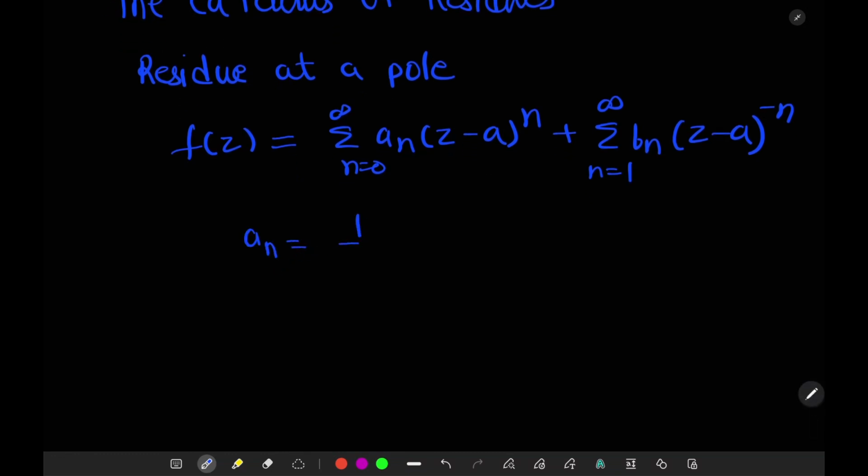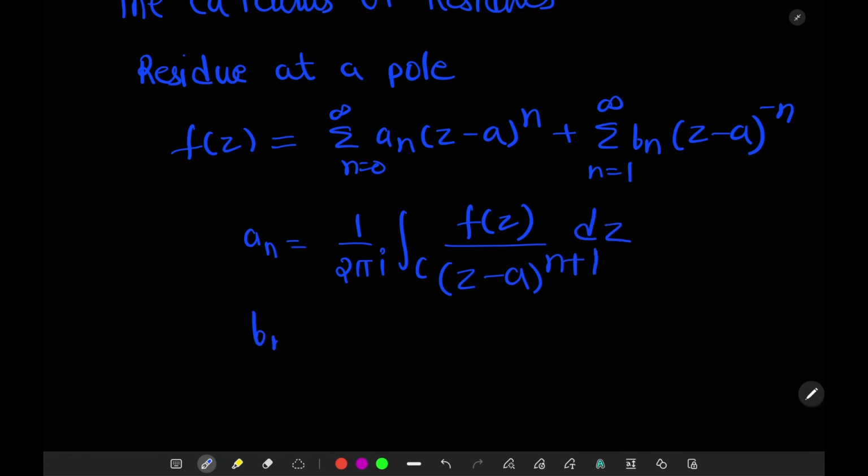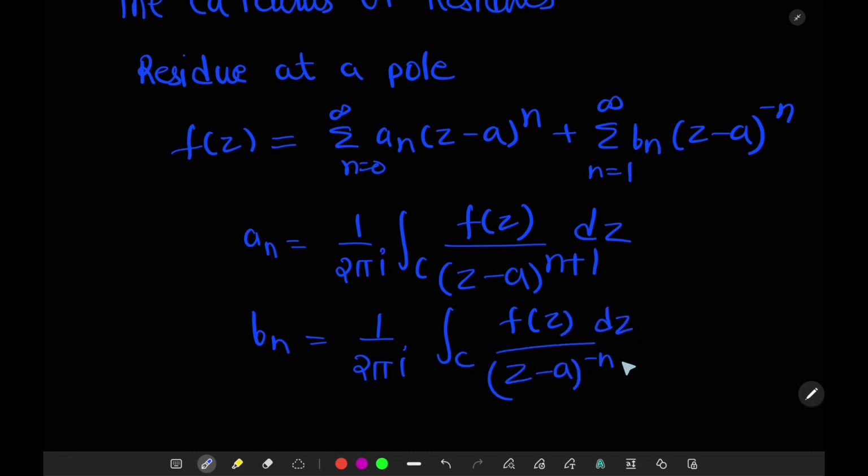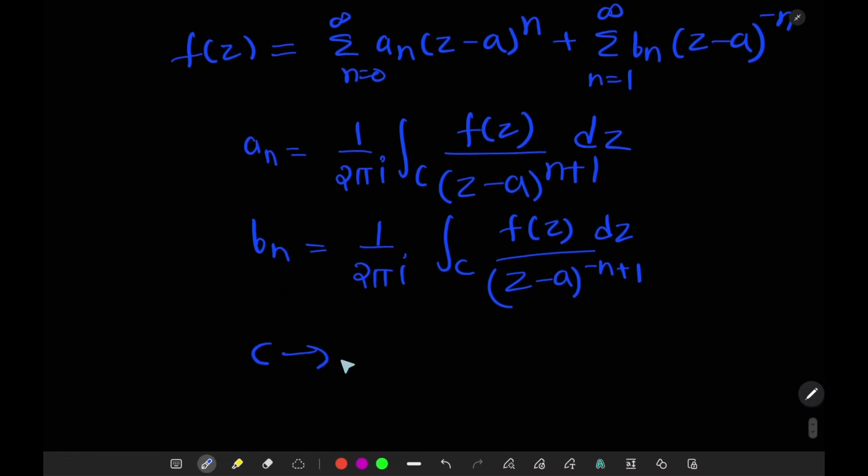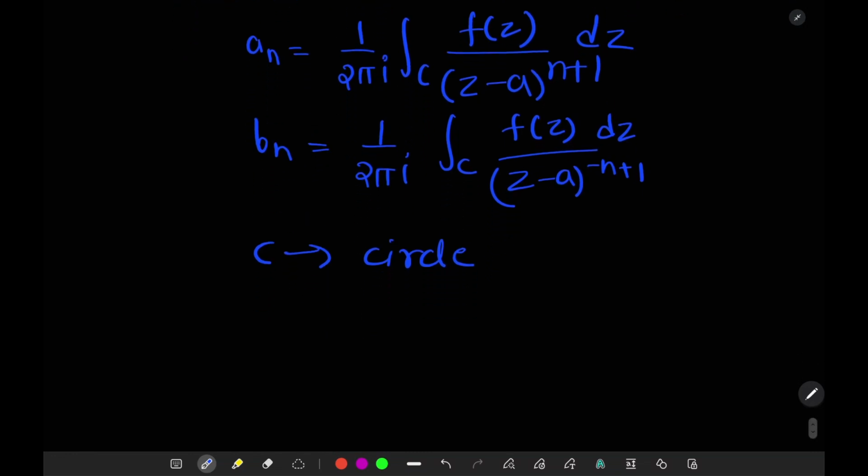Here a_n equals 1 by 2 pi i times the integral over the closed contour C of f(z) divided by (z - a)^(n+1) dz, and b_n equals 1 by 2 pi i times the integral over the closed contour of f(z) dz divided by (z - a)^(-n+1). Here C represents a circle enclosing a and no other singularity, |z - a| = r.